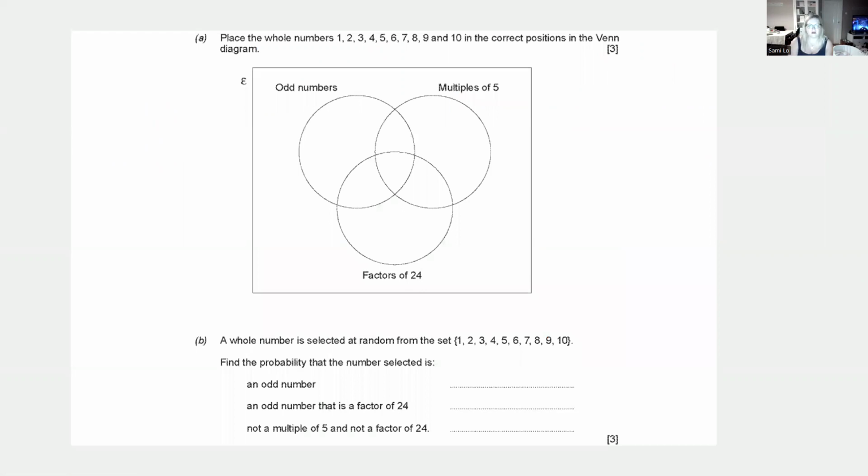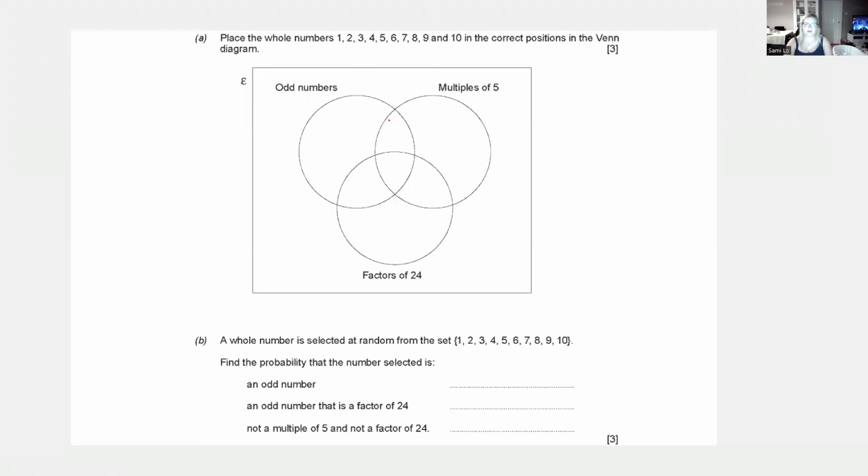Right, next question we've got. Place the whole numbers, 1 to 10, into the diagram. So first of all, let's start with what happens in the middle. Is there anything that goes in the middle? Well, multiples of 5, we've only got 5 and 10, so no. And straight away then we can say that there's nothing going to be in the middle because there are no factors of 24 there.